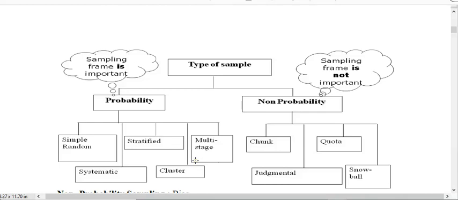Okay, type of sample, or in other words, sampling techniques. Sampling techniques, okay. So let us look into them one by one. Now for information, the measure for the analyzing part is actually by using probability sampling, whereby the sampling frame is important. But when it comes to non-probability, the sampling frame is not important because of bias. So let's go for non-probability first.